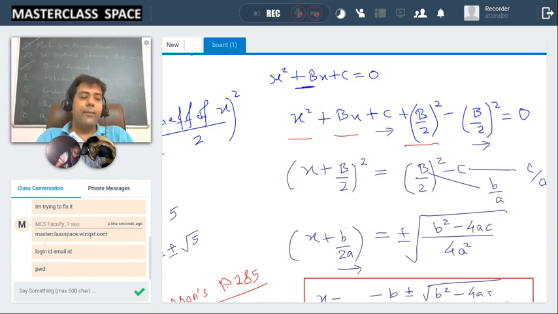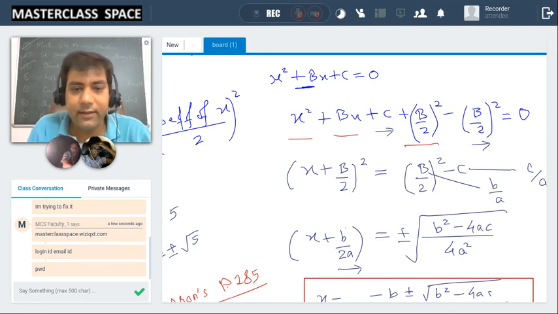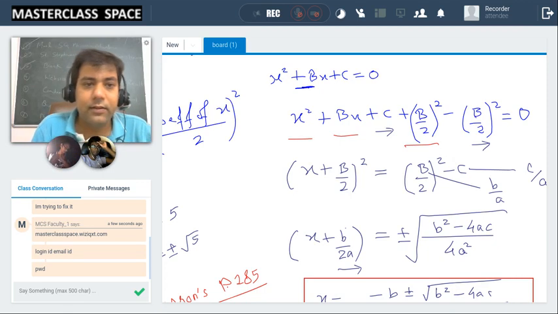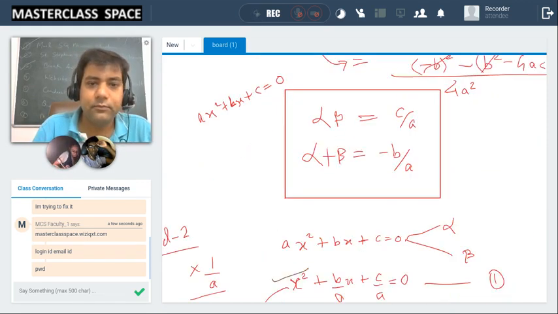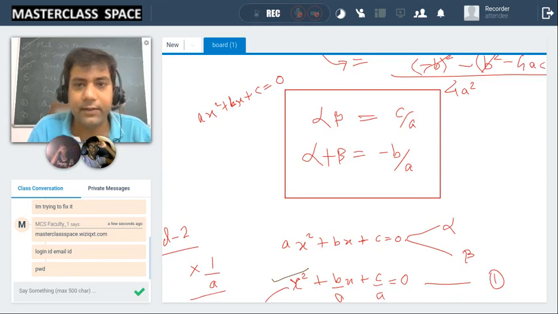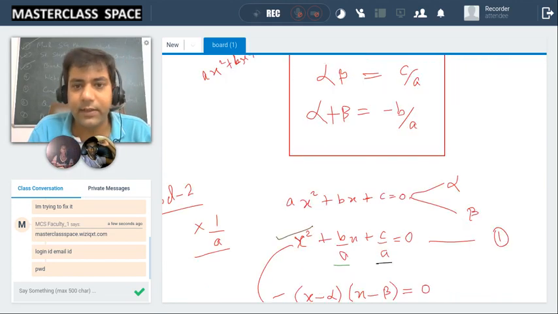How did this formula actually come into existence? That is more important for me, my dear friends. Got it? So hopefully everything is clear? Fine. Okay, my dear friends, so here we stop the derivation part.